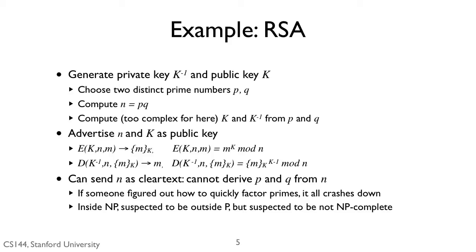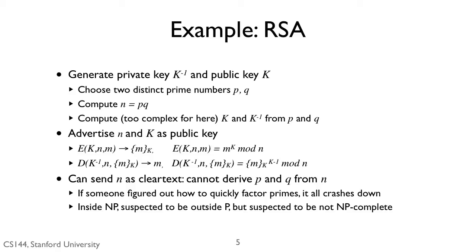To generate RSA keys, you choose two distinct, very large prime numbers P and Q. From P and Q, you compute their product, N. You then use P and Q to derive K and K inverse, the public and private keys. You advertise N and K as the public key.